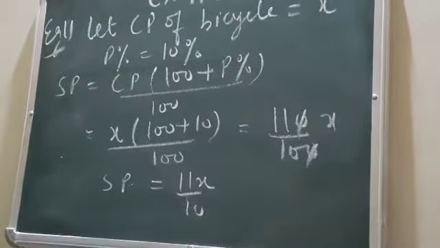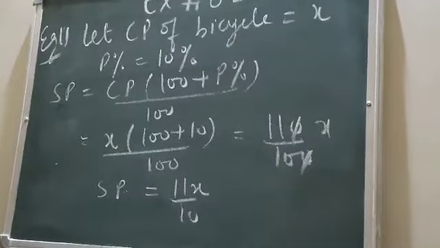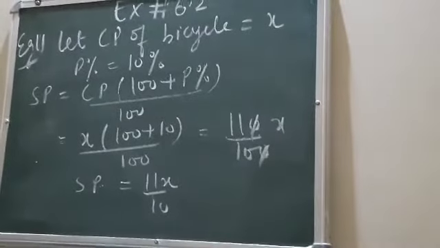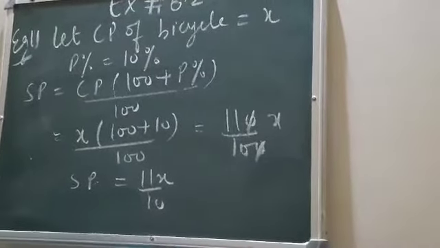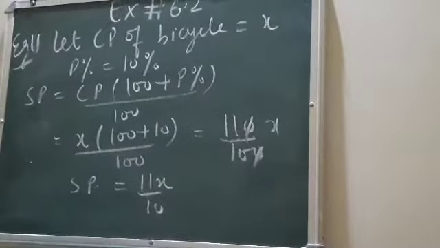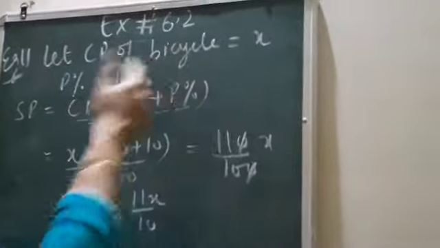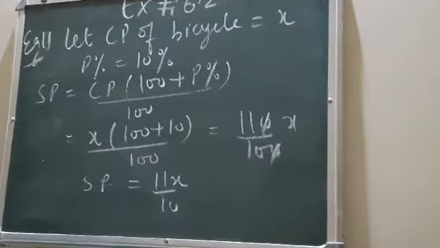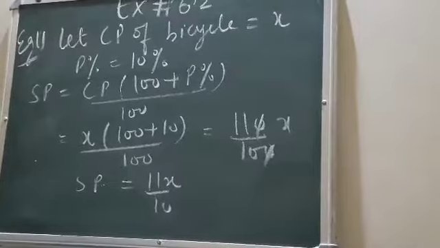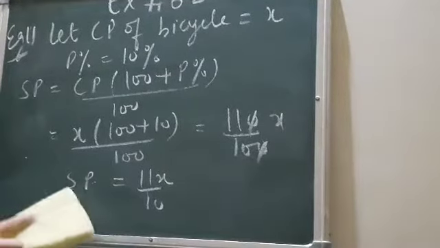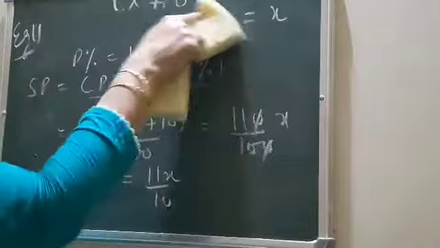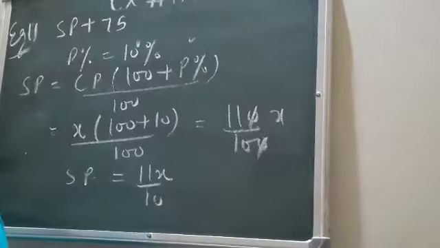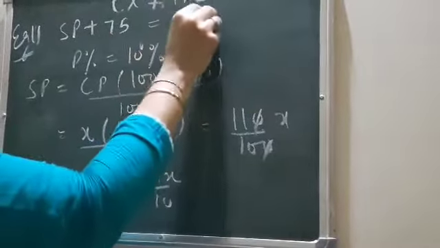आपको पता नहीं था कि बाइसिकल की CP क्या है, तो हमने सपोज कर लिया कि साइकिल की CP है X. And when the cycle CP is X, the shopkeeper when he sold he got a profit of 10%. So we have found that with these two values what will be the SP? So SP will be 11x upon 10. Now in the question it is asked, had it been sold for rupees 75 more, अगर इस SP में 75 और ऐड हो जाते हैं, that means SP plus 75 rupees अगर हो जाता, this is the new SP.